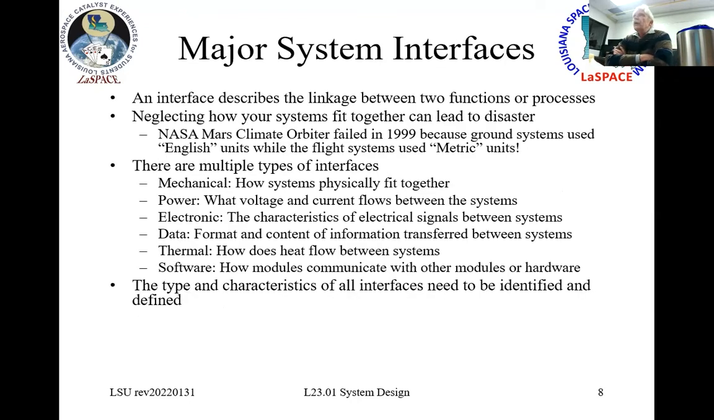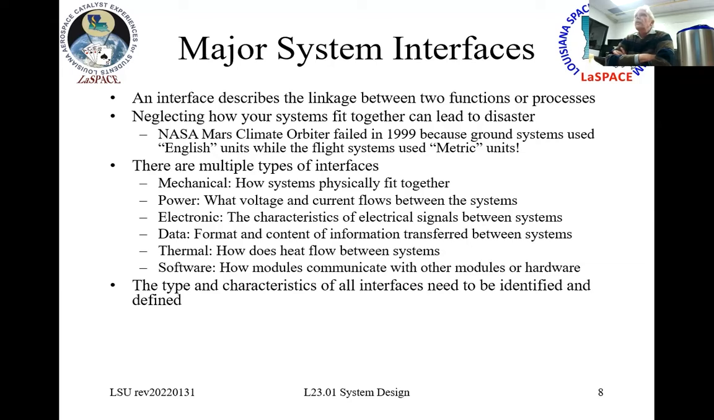Your major system interfaces need to be correctly identified and controlled. There's a real classic example; I think I talked to you guys about this before. The Mars Climate Orbiter in 1999 failed because the two systems, flight and ground control, used two different units. That caused the orbiter to crash into Mars rather than go into orbit. So you need to watch how your systems fit together.